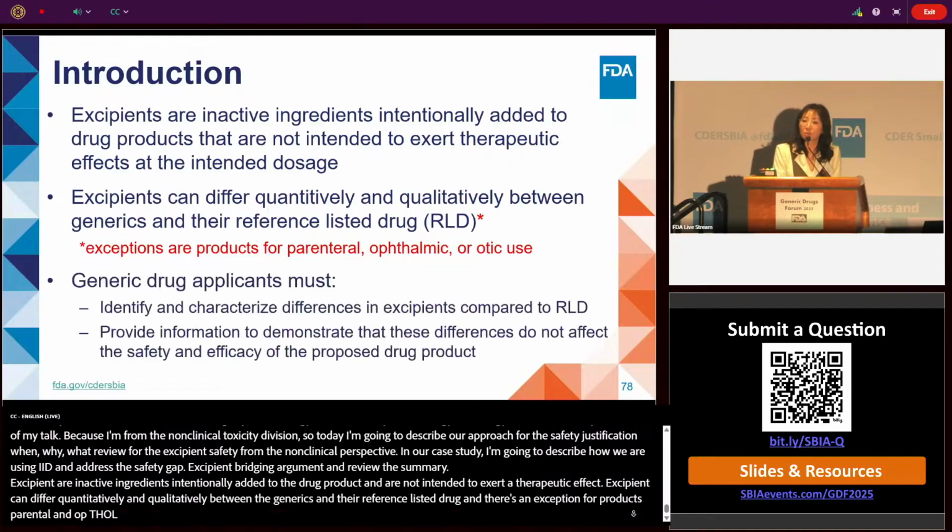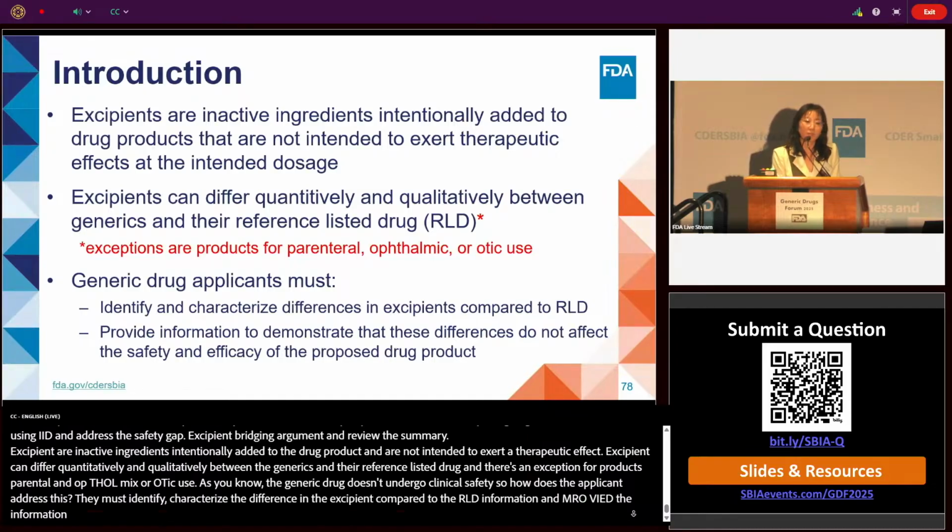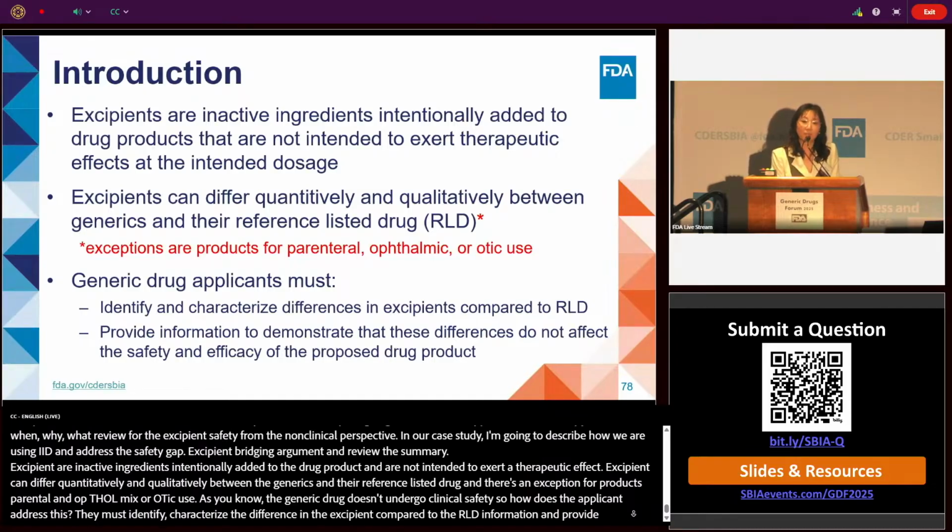As you know, a generic drug does not undergo clinical safety studies. So how does the applicant address this? The applicant must identify and characterize the differences in the excipients compared to the RLD formulation, and then provide information to demonstrate that these differences do not affect safety and efficacy.